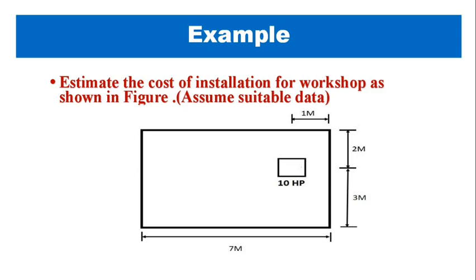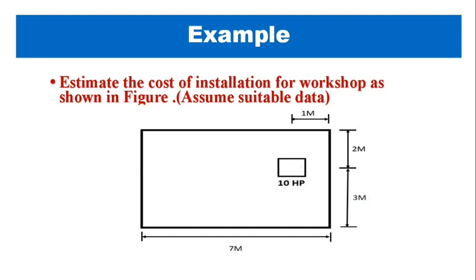So for motor installation, you will require the main board and control board with control switch and starter. The position of this main board and control board is not given in your example, so you can assume as per your choice. Then again, the height of installation is also not given, so you can assume that. So some assumptions you have to make in this example.